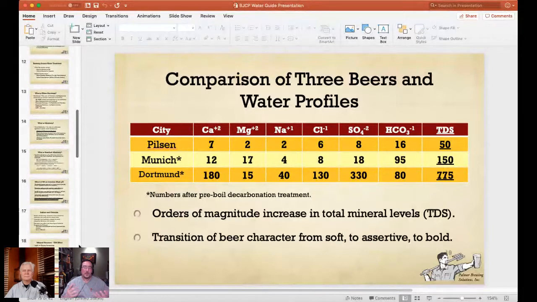So this is meant to be an illustration of how water mineral character can affect the beer style. These three beer styles have roughly the same kind of recipe: Pilsner malt, noble hops, lager yeast, but slightly different styles nonetheless, and water is a part of that.